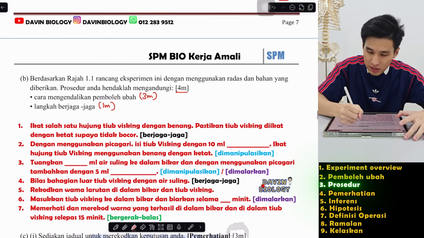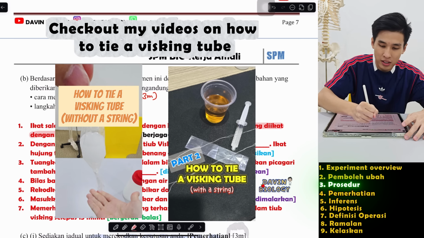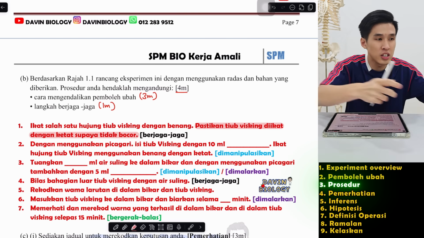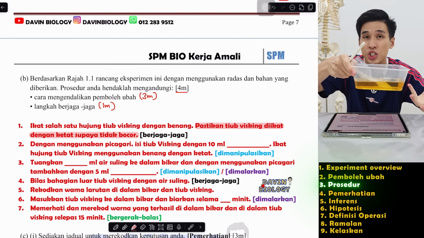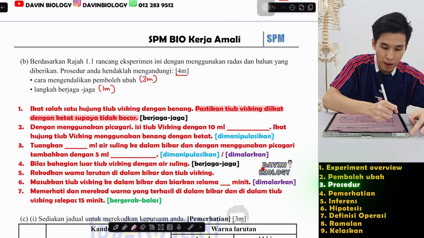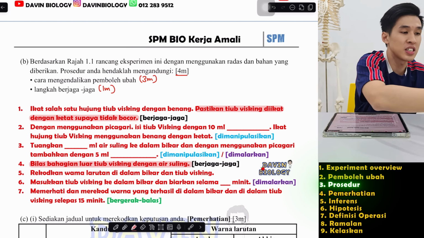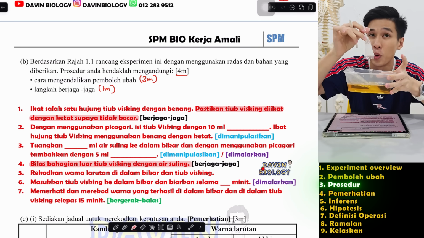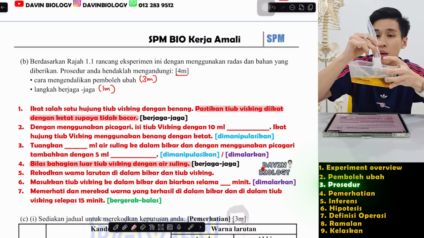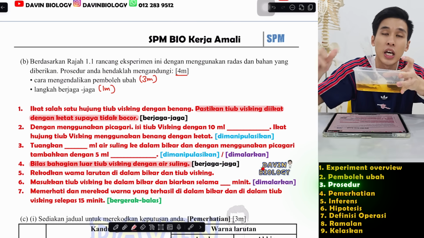Number 1 is pastikan tube visking diikat dengan ketat supaya tidak bocor. So you need to ikat tightly. If it bocor already, then your kanji come out, then outside also will change color, which is not supposed to happen. Another one is bilas bahagian luar tube visking dengan air suling. Bilas means rinse, 冲水. So just now this thing that I tie already, okay, actually I'm going to rinse with water first before I place inside, because sometimes the kanji could leak out when I pour that time. So I want to wash cleanly first, remove any kanji on the outside, then only put it inside here.